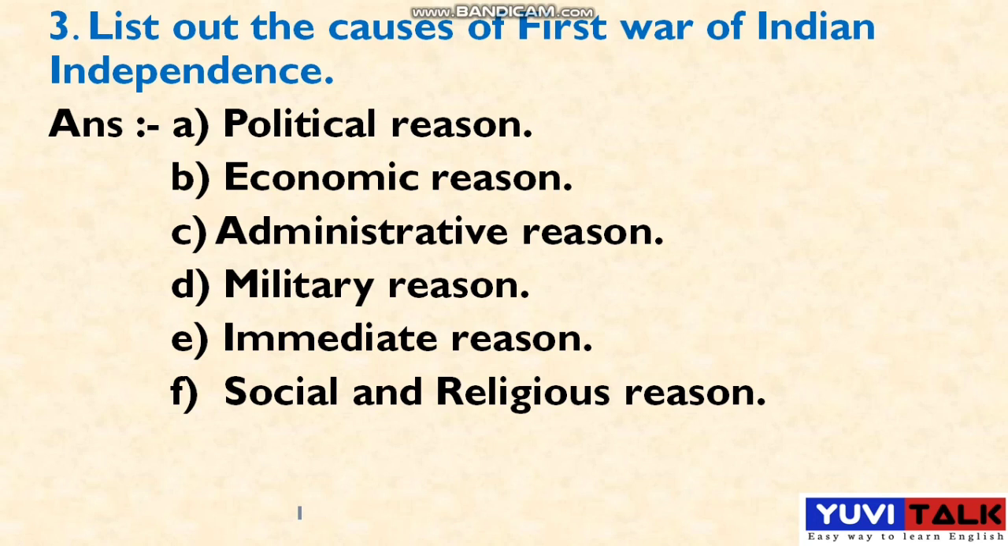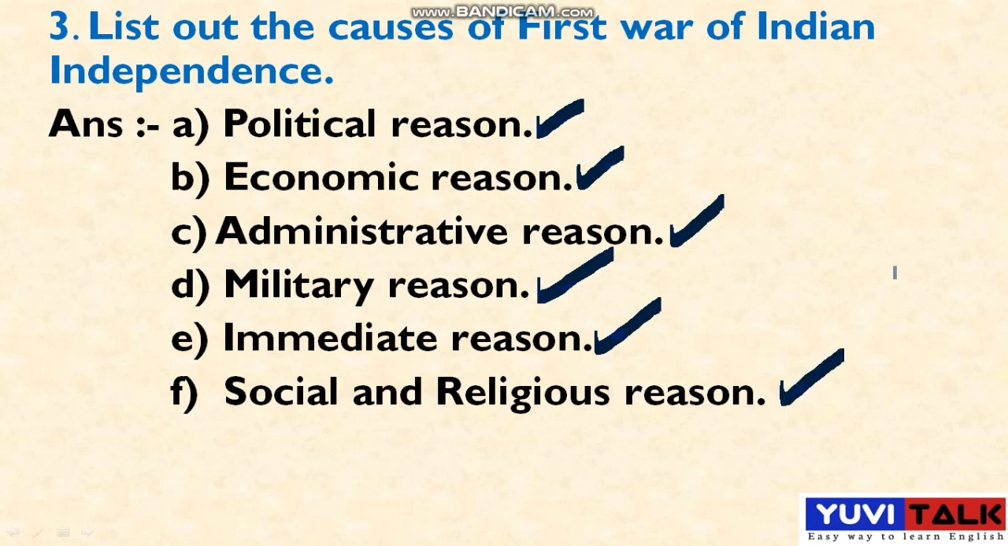First one is the political reason. The political reason is one cause for the first war of Indian independence. Next is the economic reason. Third is the administrative reason. Fourth is the military reason. Fifth is the immediate reason. Sixth is the social and religious reason. So these are the reasons for the first war of Indian independence.